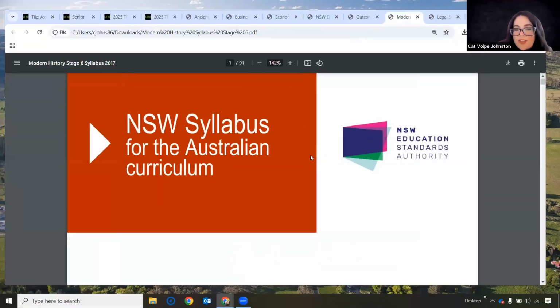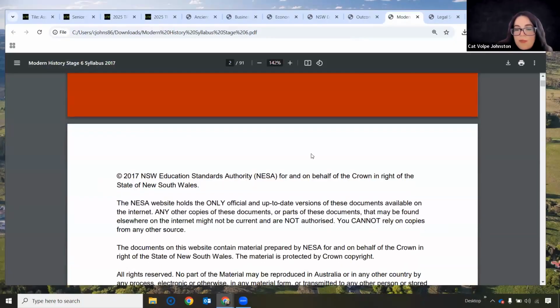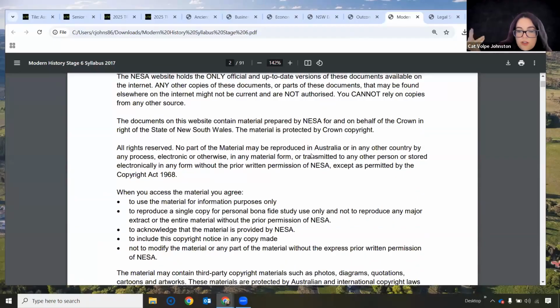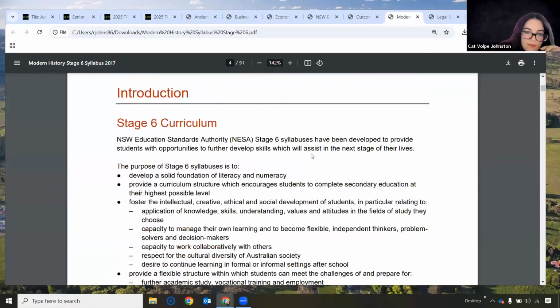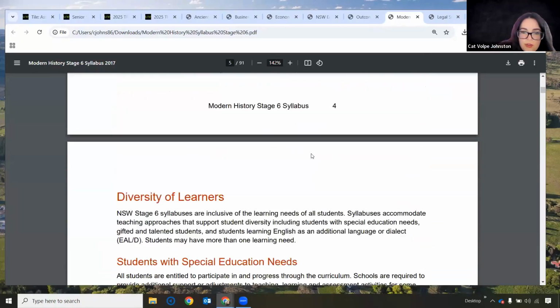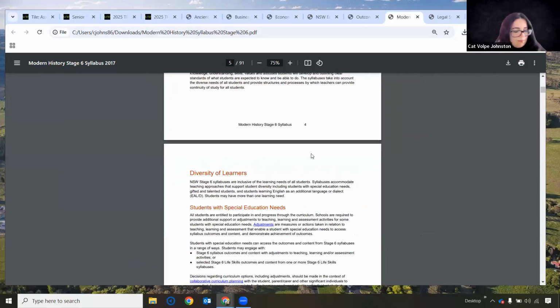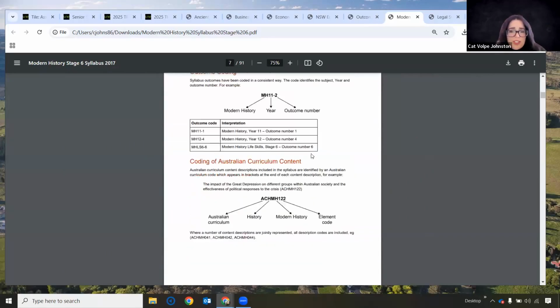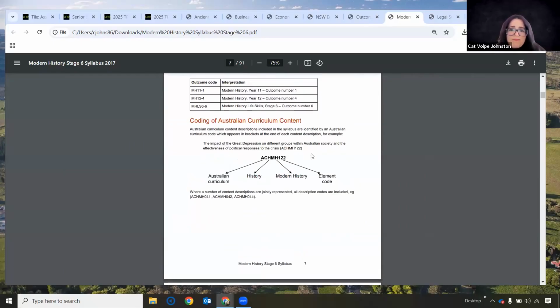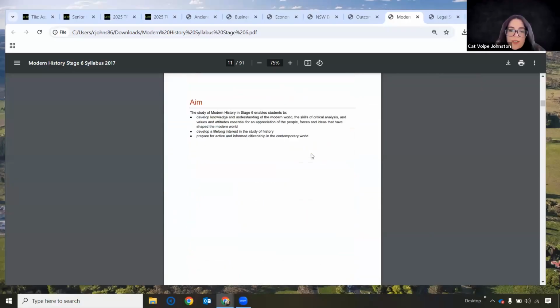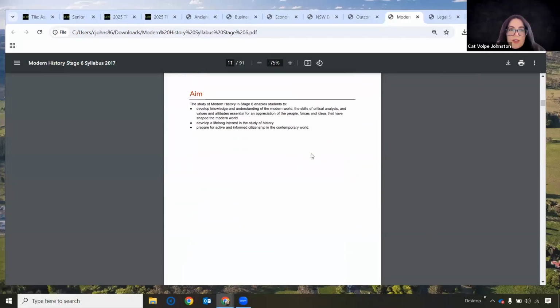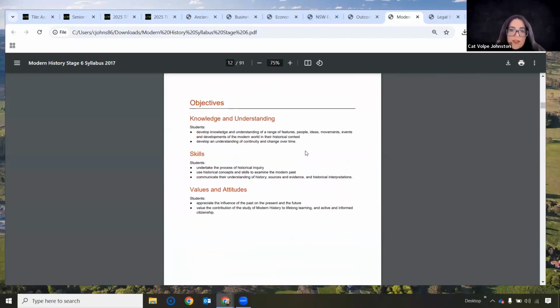All right, modern history is set up similar to ancient history, but I'm mindful of the fact that those of you who are doing modern history probably didn't watch the ancient history one, so I'll just go through this one again. So this one looks very similar to the 7 to 10 syllabus. That's because it was written in 2017 and updated, so it's not that old, really. I don't suspect there'll be a lot of difference in the new one. But anyways, the aim is here for stage 6. Objectives, knowledge and understanding, skills.